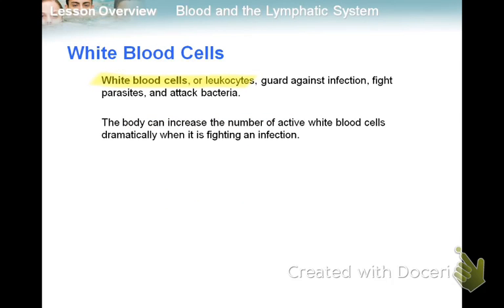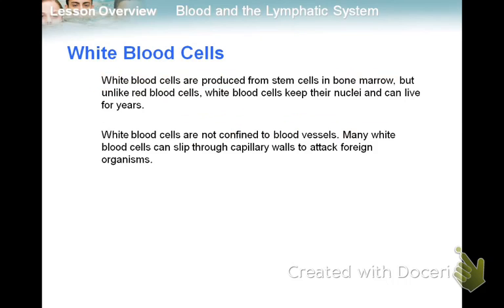White blood cells are also known as leukocytes, and they help fight infections and parasites, and they attack bacteria. If the body has an infection, you'll see that in a person's blood work because there would be a higher number of white blood cells there. These are produced from stem cells in the bone marrow, but these do keep their nuclei and they can live for years. They're not confined to blood vessels. They can slip through capillary walls to attack foreign organisms, foreign invaders.